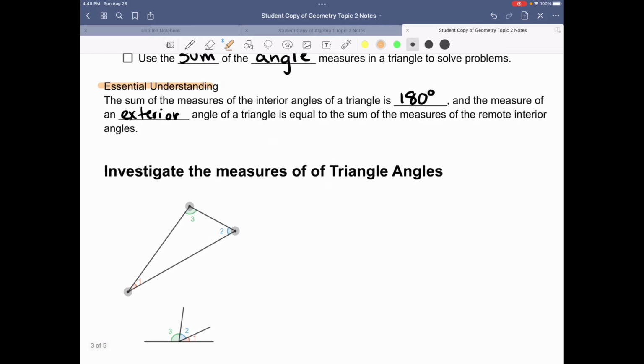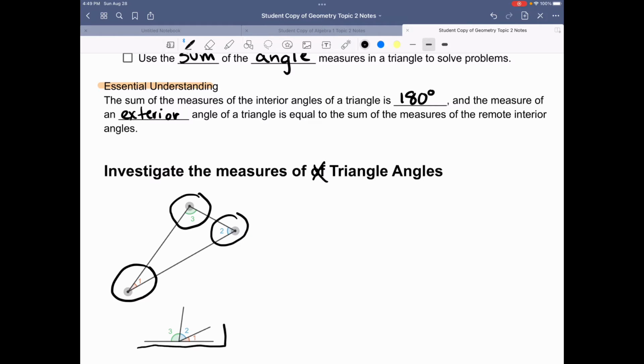In this section, we will investigate the measures of triangle angles. Oh, there's a typo. We have angles 1, 2, and 3 in this triangle, and they are colored red, blue, and green. If you were to take each one of these pieces of the triangle, like if you were to tear those off and then line them up, they would make this set of angles on a straight line. And it works with any triangle.